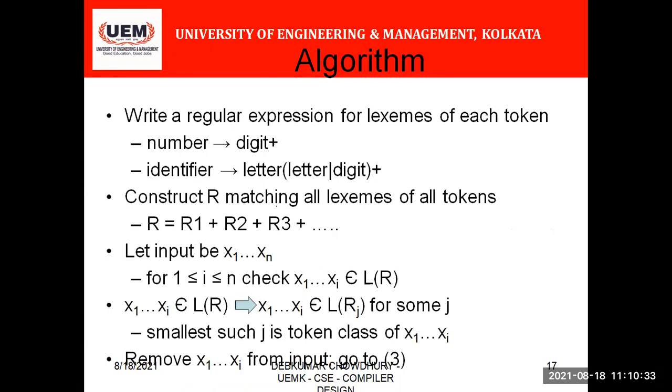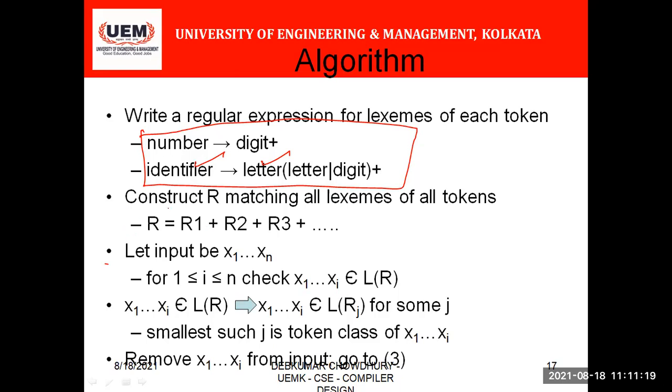First of all, write the regular expressions for the lexemes of each token, which can be represented by two production rules. Number produces digit plus, and identifier produces letter within first bracket, letter or digit plus. So these are the two rules through which we can write regular expressions for the lexemes of each token. Construct R, where R means the regular expression matching all lexemes of all tokens.